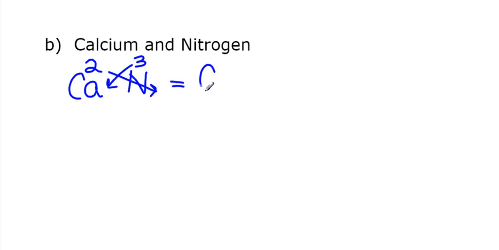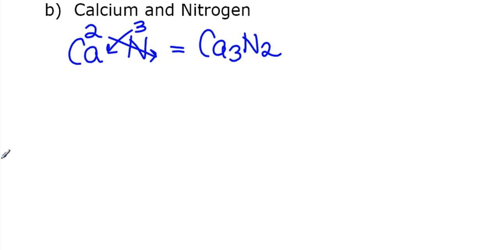Again, if you haven't tried one of these, please try them out. Pause the video, give yourself a chance and come back. Next up, calcium and nitrogen. Calcium has a charge of 2, nitrogen has a charge of 3. Do your crisscross. So you should get Ca3N2. So that means you've got a few more atoms to deal with here. 3 calciums, which is okay.